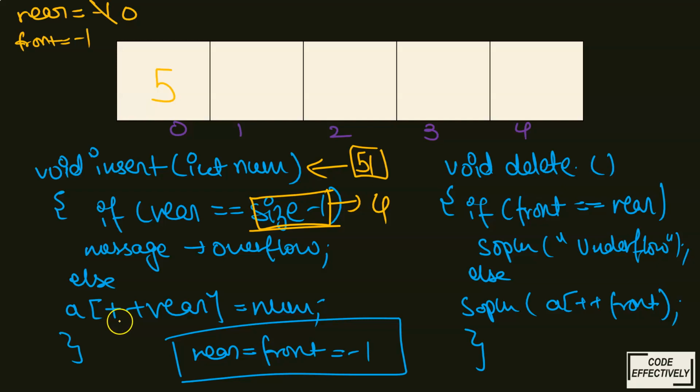So we will again go to ++rear. What is the value of ++rear? It will be 1. A at 1 is equal to num. What is the value of num that we want to input? That is 51. So we will input 51 here.